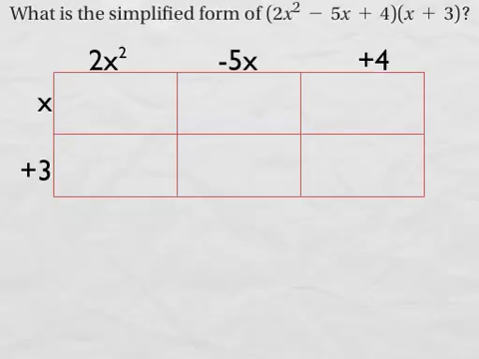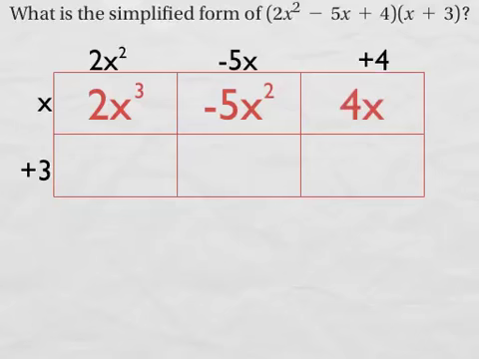Be careful, remember multiplying two powers with the same base, you add the exponents, which would be 2x cubed. X times a negative 5x would be negative 5x squared, and then x times 4 would be 4x. 2 times 2x squared is 4x squared. 2 times negative 5x is negative 10x. And then 2 times 4 is 8.